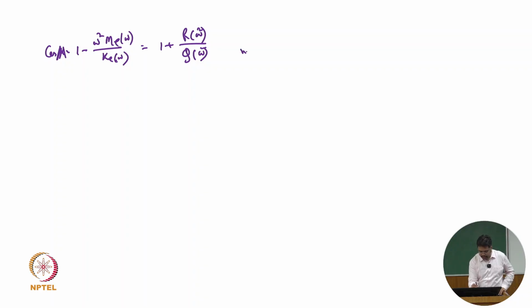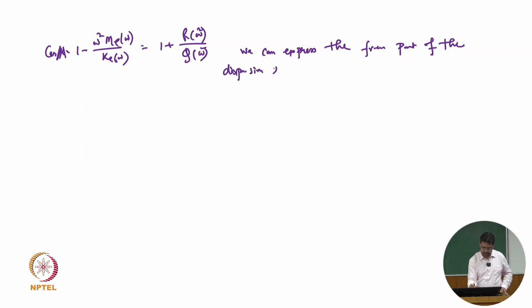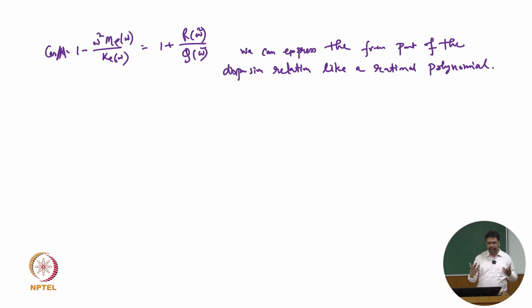So we can express the frequency part of the dispersion relation like a rational polynomial. Once we write it as a rational polynomial, that gives several interesting things.